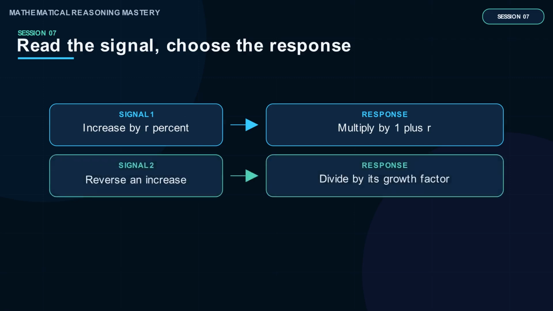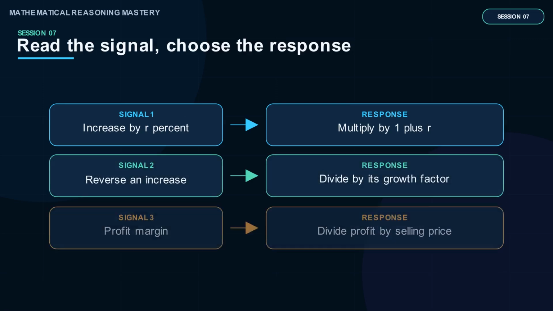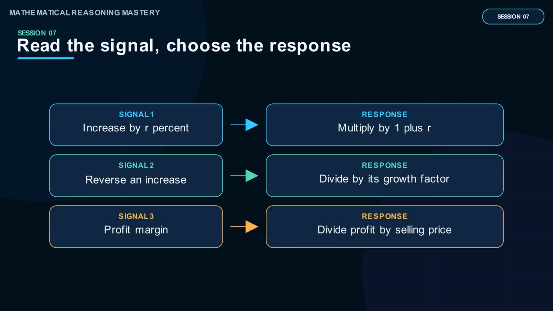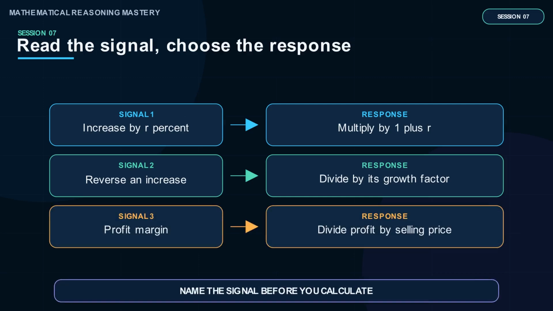Signal 2 is reverse and increase. In that case, divide by its growth factor. The form tells you which tool fits. Signal 3 is profit margin. Remember, divide profit by selling price. This separates plausible work from valid reasoning. If you cannot name the signal, pause and classify. A deliberate choice of method is usually faster than repairing a rushed setup.